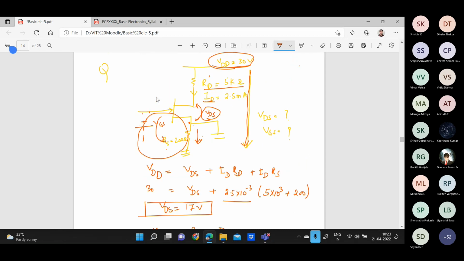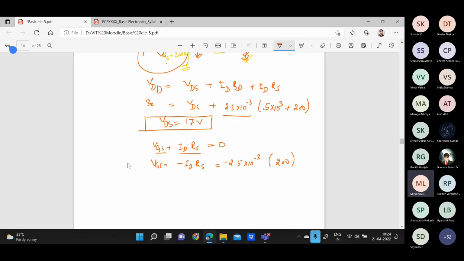I applied the loop only, okay? From here top to bottom one loop and another loop here. As you know, if you have a circuit like this, you can apply a loop here, you can apply a loop here, you can also apply the loop here, right?